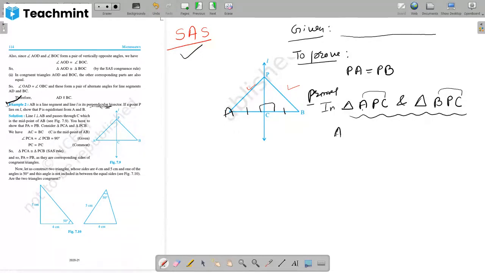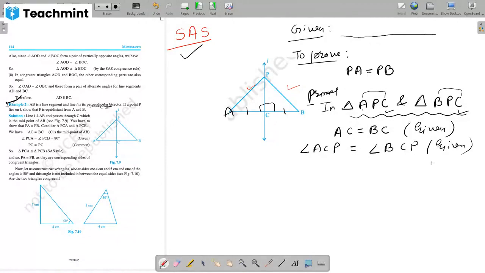So we will write AC equals to BC, and the reason why they are equal is that it is given in the question. Now this angle at point C is also equal. These two angles are equal. If you want, you can name them angle 1 and angle 2, or you can simply write angle ACP is equal to angle BCP. This is also given in the question.